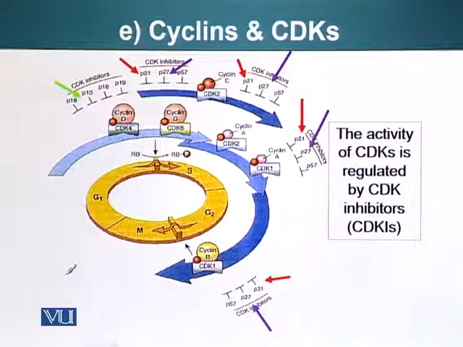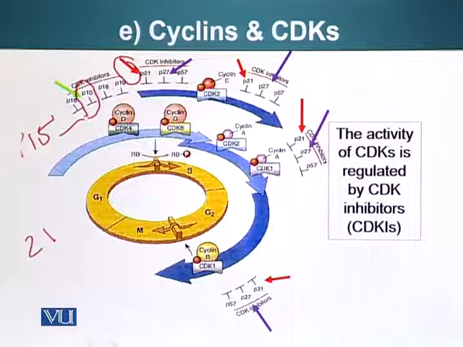However, I would like to mention one of these proteins is P15, which I have marked with the green arrow. P15 can inhibit the function of cyclin D and CDK4. The other important protein, which I have marked with red arrows, is P21. We will talk about P21 later on. P21 can inhibit the cell cycle at different stages. As you can see, P21 can inhibit at this stage, and also at this stage.